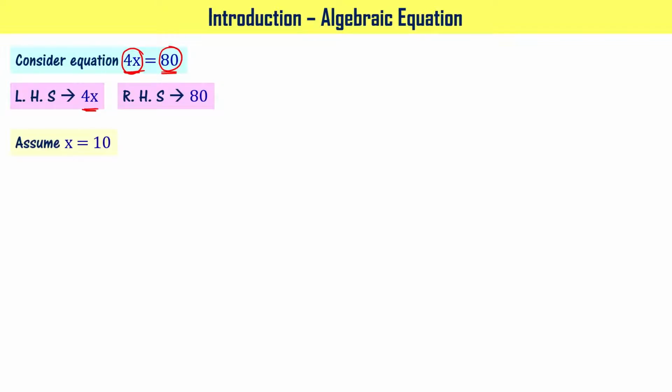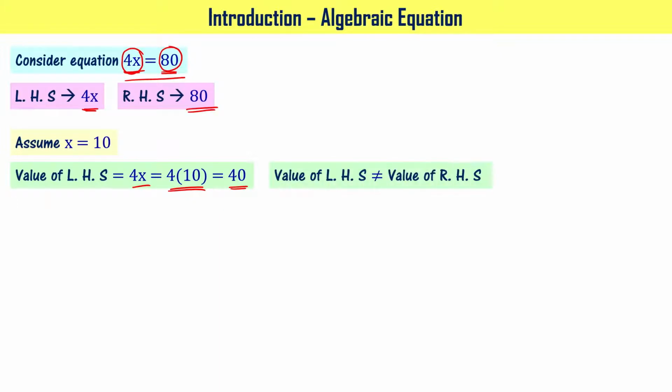Let's assume x equal to 10. When you assume x equal to 10 and substitute that into this particular equation, then LHS is going to be 4x, that is equal to 4 times 10, right? I have substituted 10 for x, so that is equal to 40. And we know that RHS is 80. It means value of LHS you obtained when you substituted x equal to 10 is not equal to value of RHS. Please note this, okay?